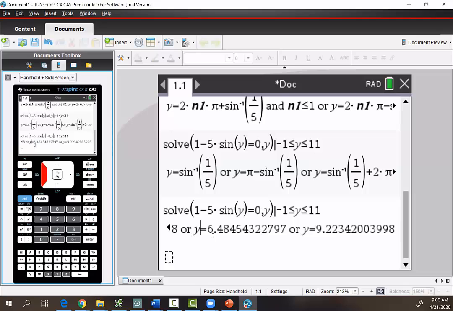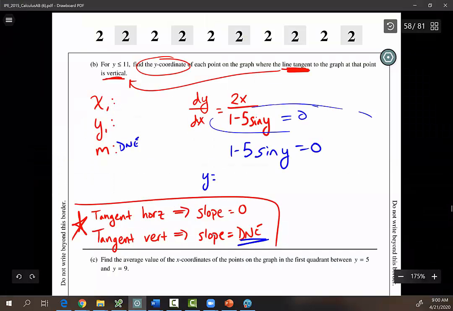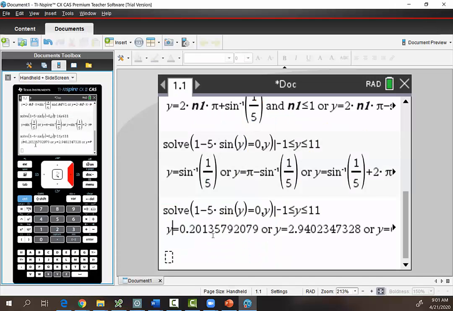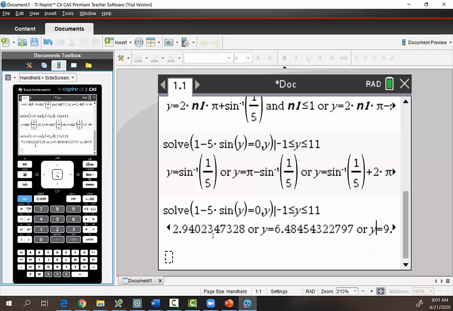And now this does get a little bit weird. There are 4 answers, and I'm going to talk about them. Let's write them in first, though. So 0.2013, 2.9402, 6.4845, and 9.2234.